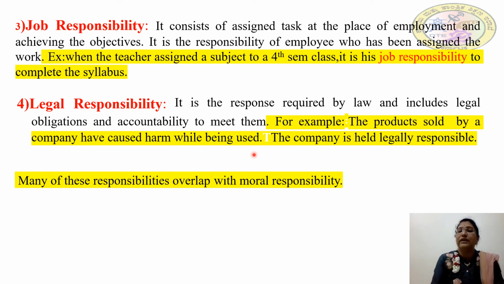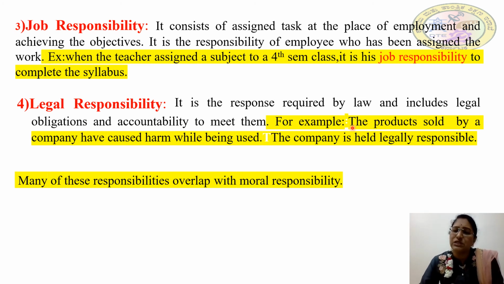Suppose it is a food industry. The food industry is selling certain food items, and from that food item it is creating a health problem for the public. So who is responsible for that? That responsibility here is taken as legal responsibility. The company is held legally responsible. So each time the company is made legally responsible.